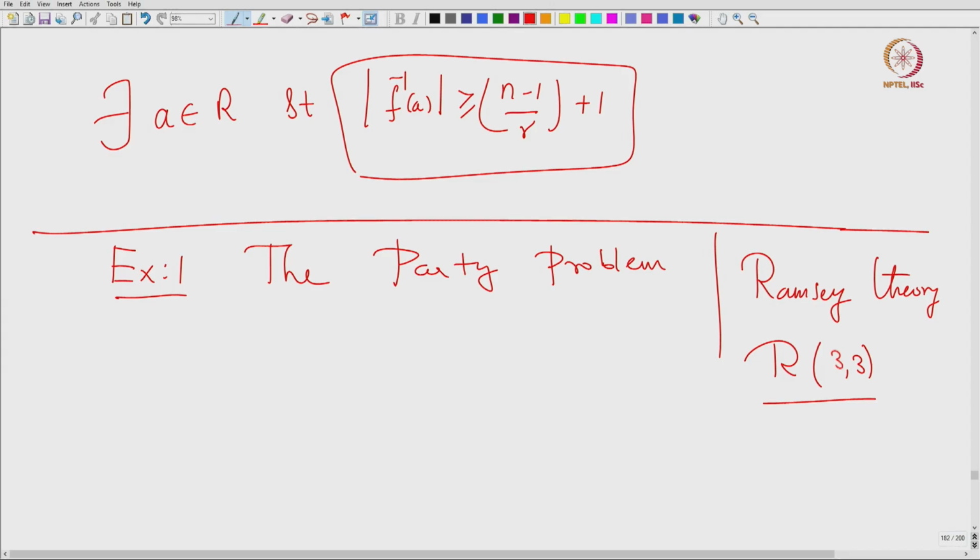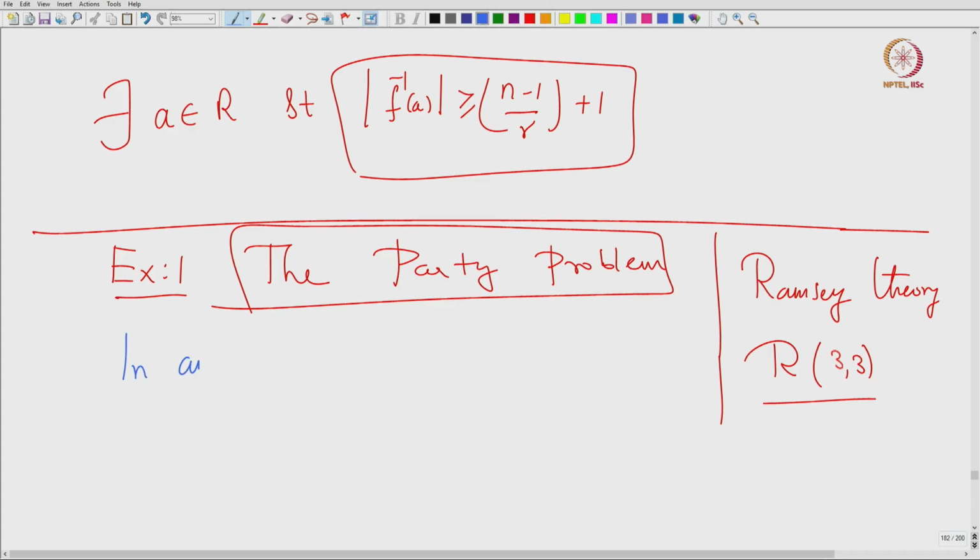Let me state the party problem, which does not require any mathematical background. One can state this at the level of common knowledge. It is about a party: in any group of 6 people attending the party, we can guarantee that there are either 3 people who all know each other, or 3 people who are all strangers to each other. That is what this party problem guarantees.